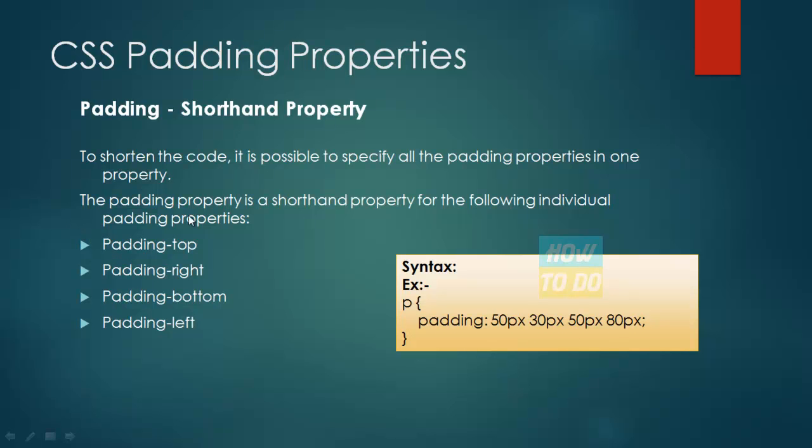Again in sequence, the padding property is a shortened property for the individual padding properties. So padding top, right, bottom, left can all be written in one simple line by stating padding colon. First you mention the top value, then the right, the bottom and the left. You will give the breakdown of that particular requirement.